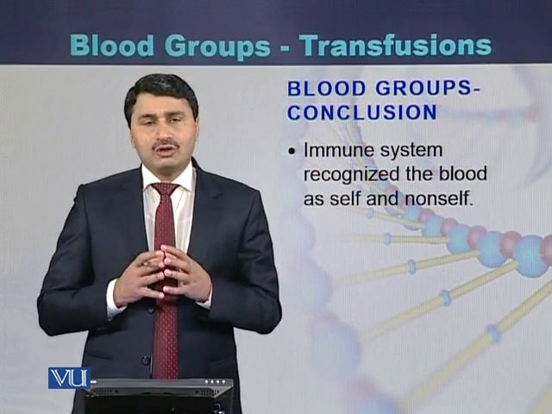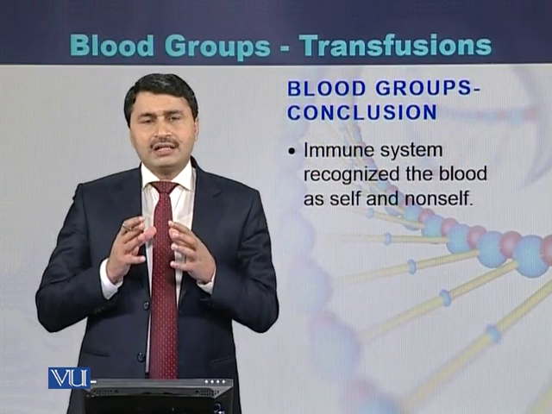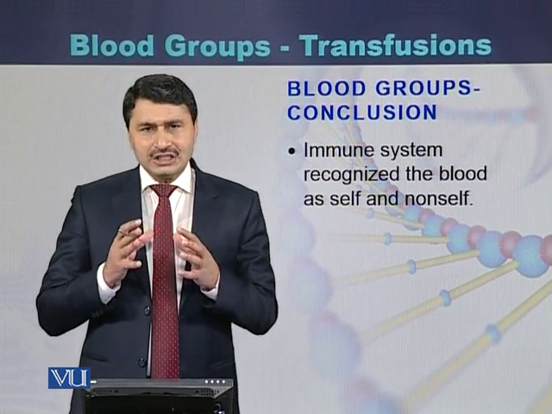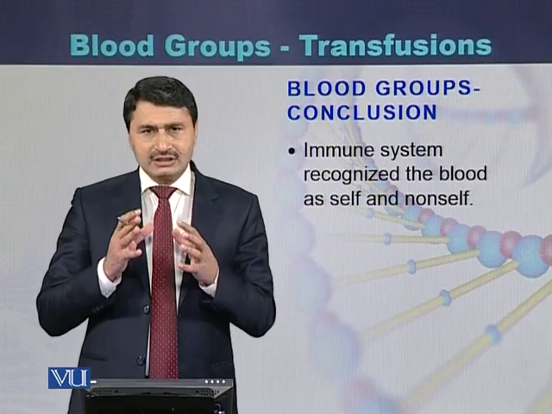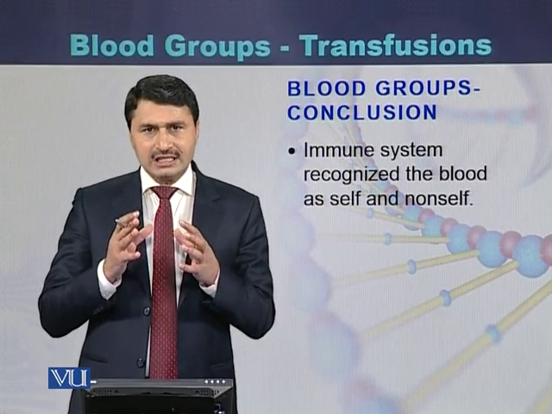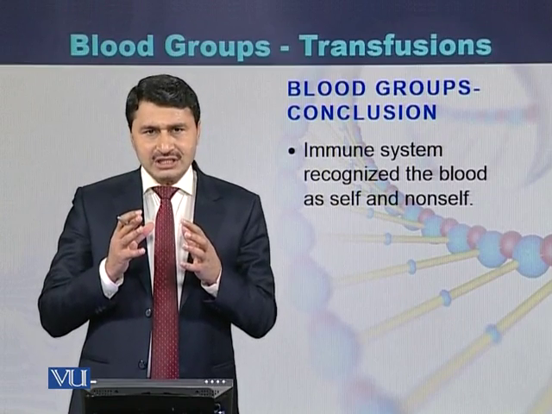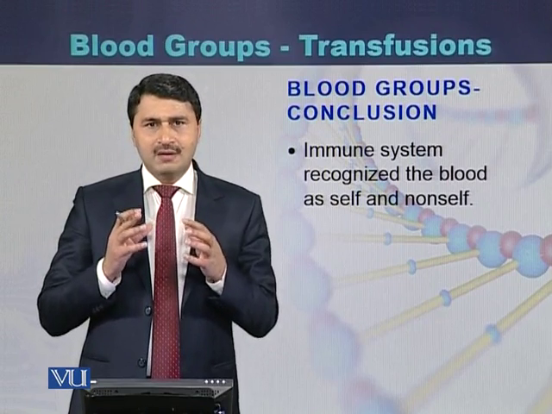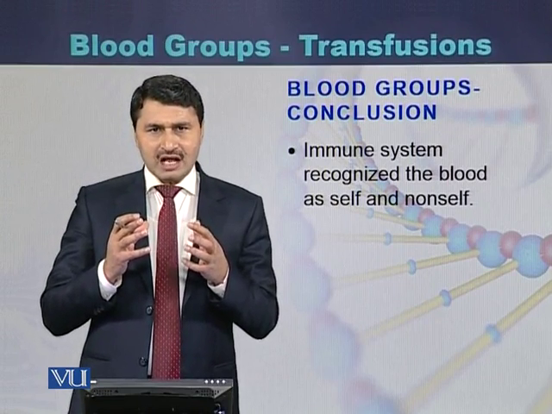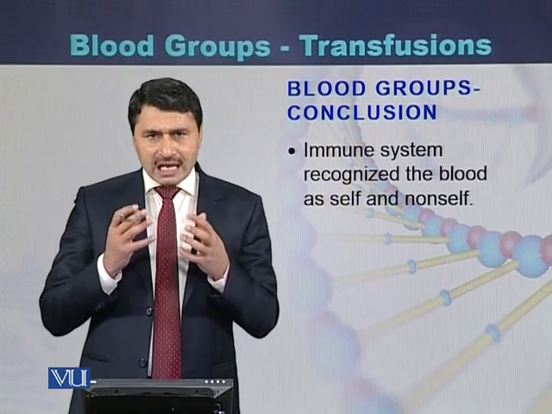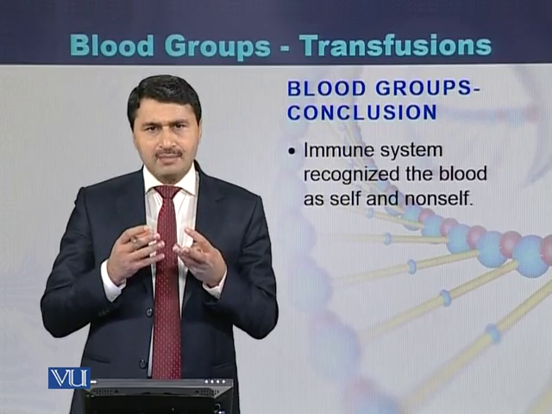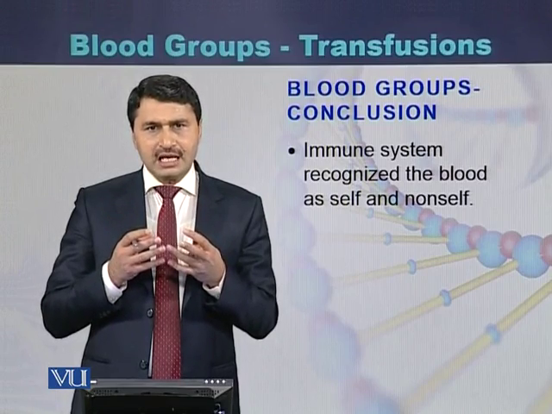So we can conclude that blood group in humans is controlled by a gene. That gene has three alleles, that is, it is triallelic in nature, and it can generate six different genotypes. Based on the genotypes, there are four different types of blood groups: blood group A, blood group B, blood group AB, and blood group O.